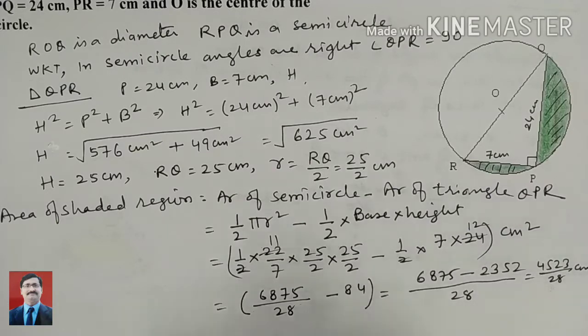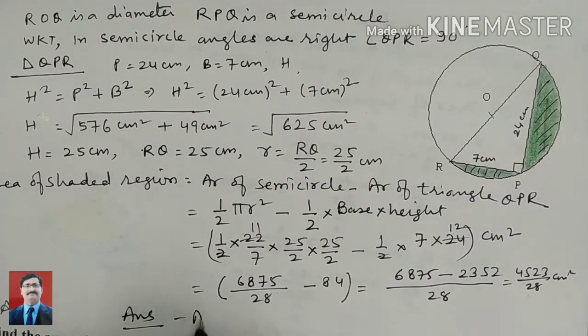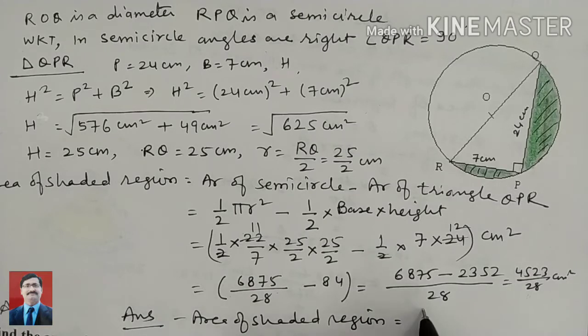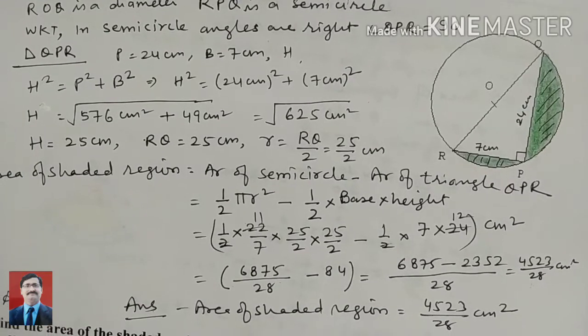This is the area of the shaded region. So the answer: area of shaded region equals 4523 upon 28 centimeter square. Do you all understand? This is a very simple and very important question. You will do practice for this.